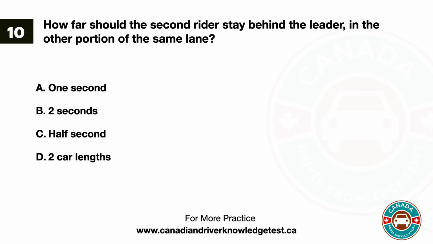Question 10. How far should the second rider stay behind the leader in the other portion of the same lane? A. 1 second. B. 2 seconds. C. Half second. D. 2 car lengths. The answer is A. 1 second.